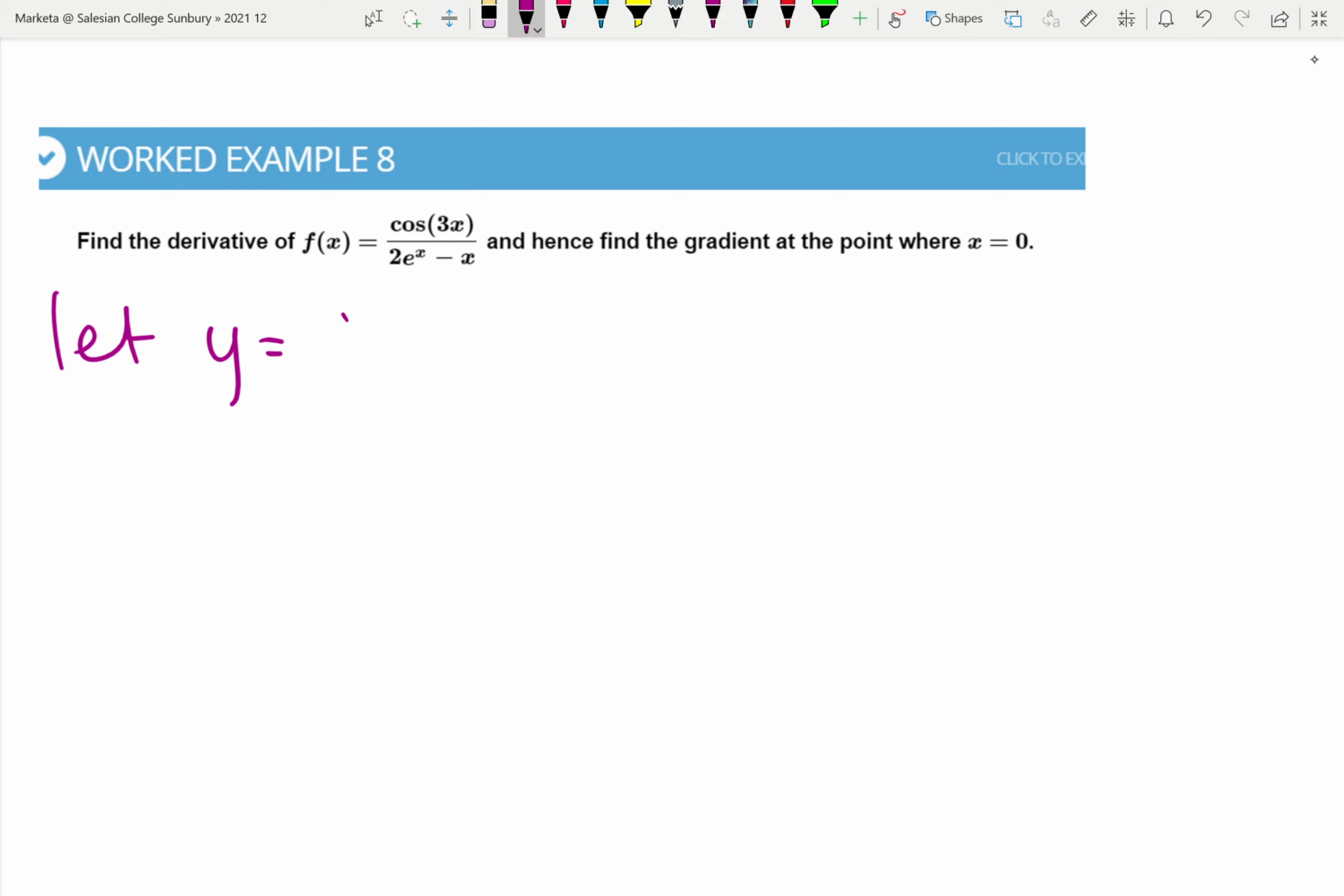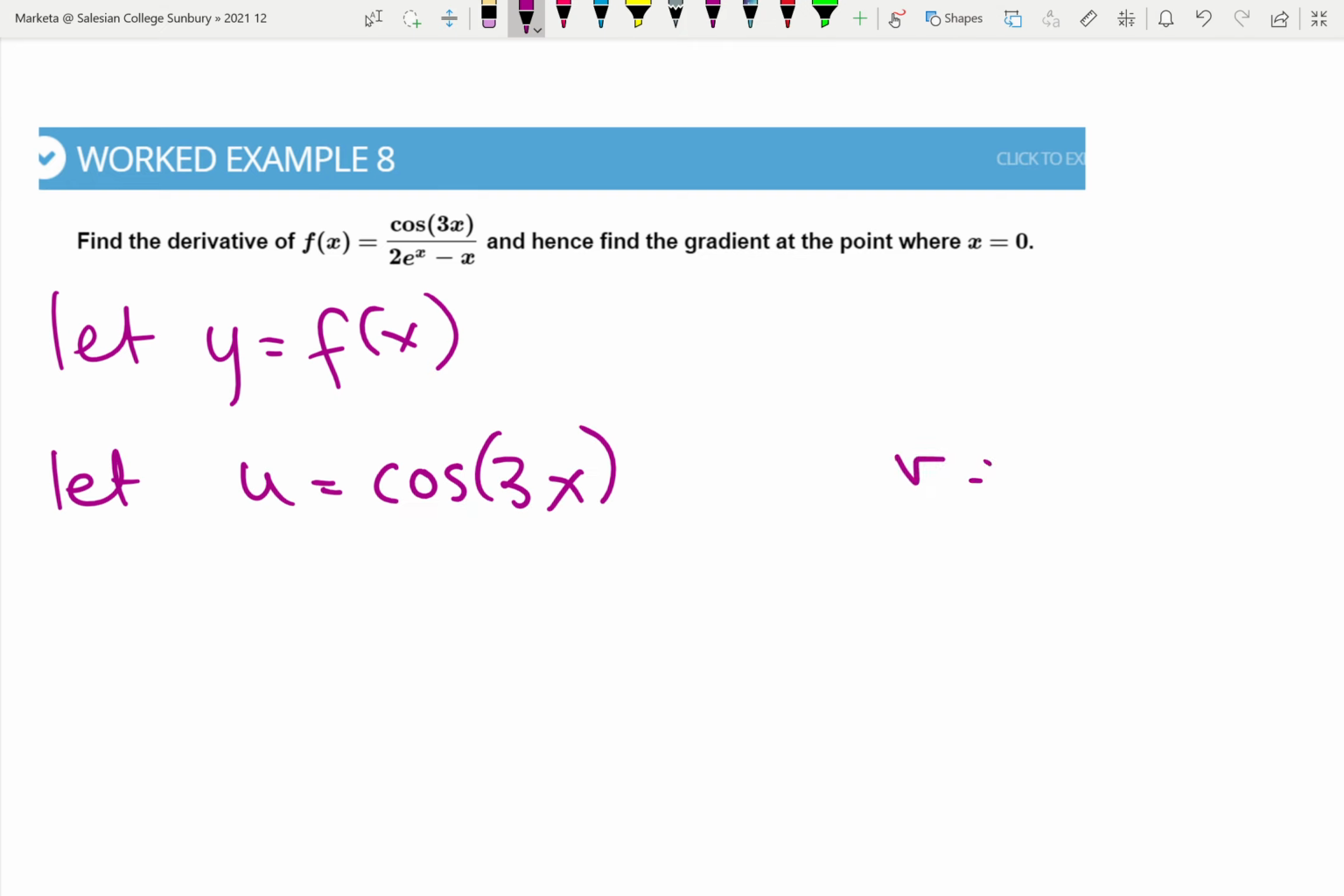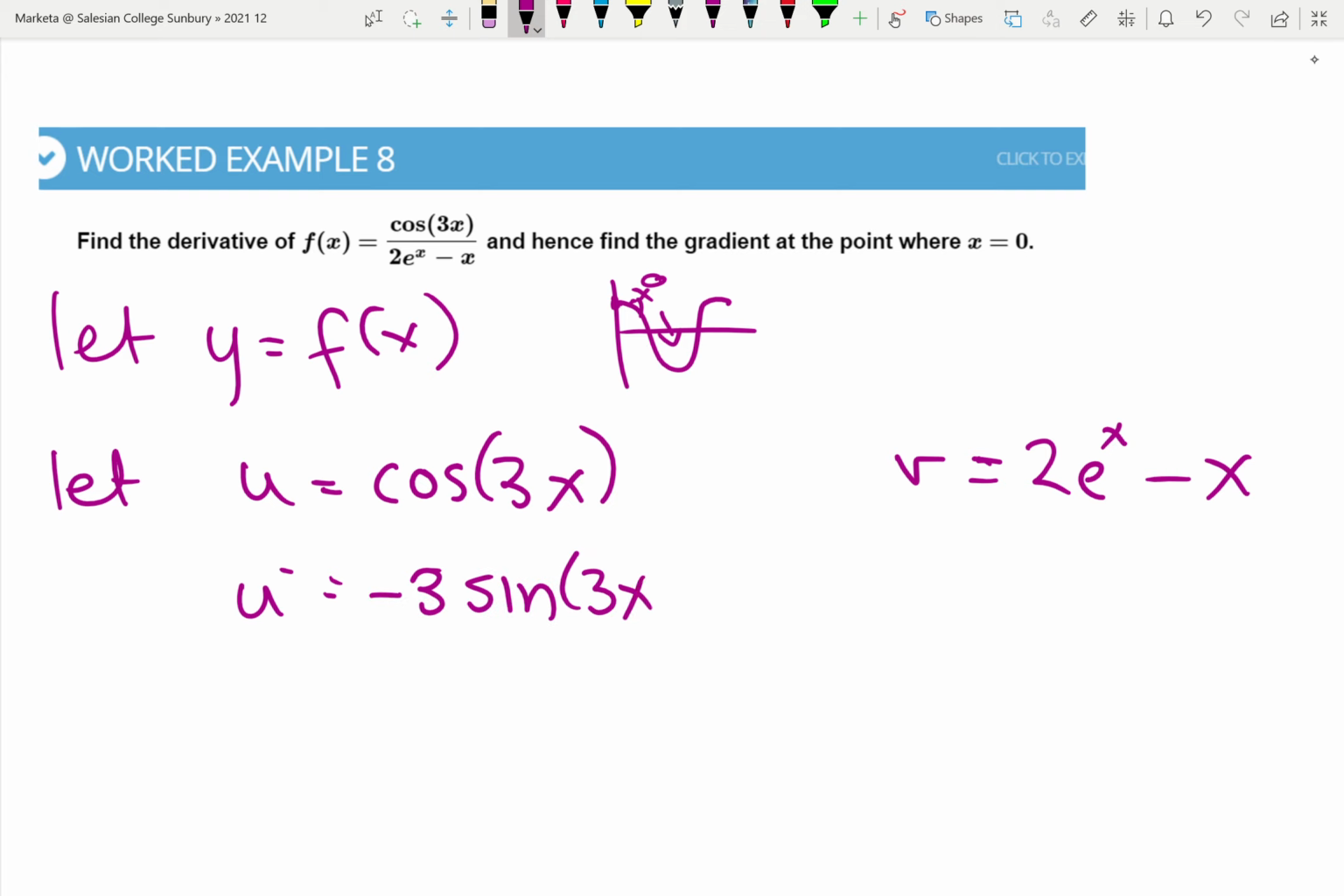We're going to say let y equal f of x, and you don't have to do that if you don't want. You could just leave it as f of x. There's not really much value in changing it to y, only that's what we do in chain rule, so why not do the same thing? Let u equal the top thing, which is cos 3x, and v equal 2e to the x minus x. Then u dash, cos is this graph, so we're walking down the hill. It means it's going to go to negative 3 sine, careful not cos, and v dash is going to be, well, 2e to the x is its own derivative, minus 1.